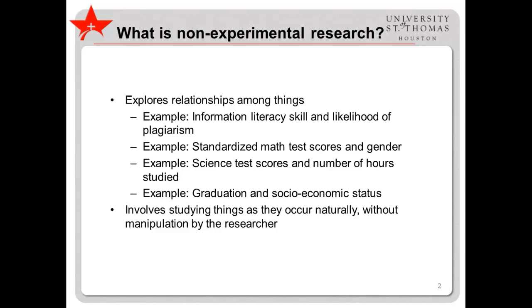Here are a few examples: information literacy skill and likelihood of plagiarism, standardized math test scores and gender, science test scores and number of hours studied, and graduation and socioeconomic status. Note that in all these cases, the researcher is studying things as they occur naturally, without manipulation by the researcher. That is why this is called non-experimental. The researcher is not experimenting per se, just measuring and observing.